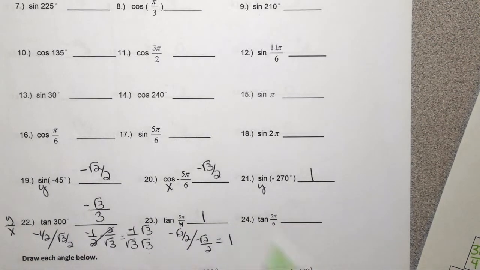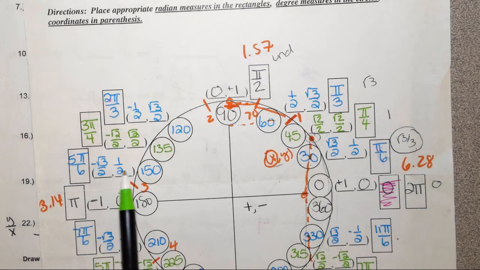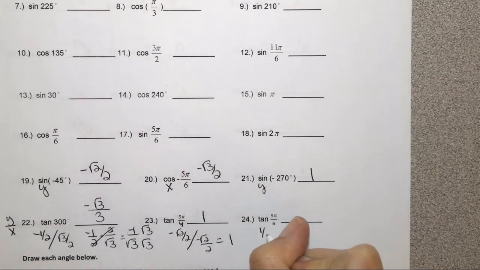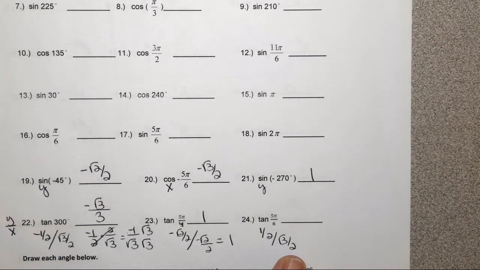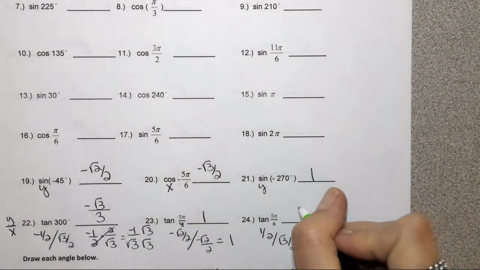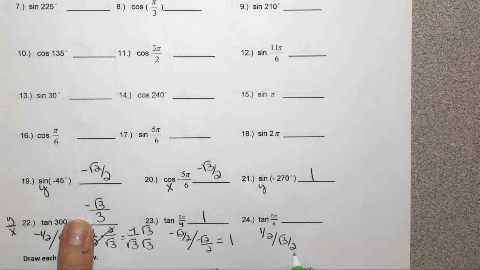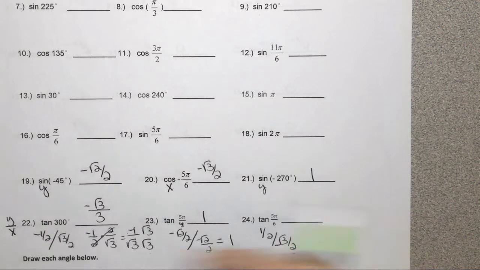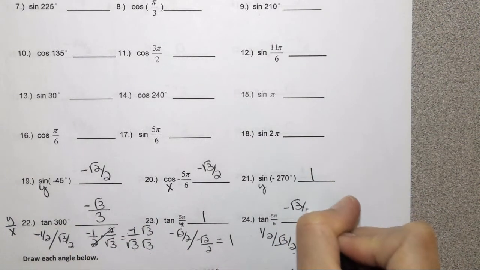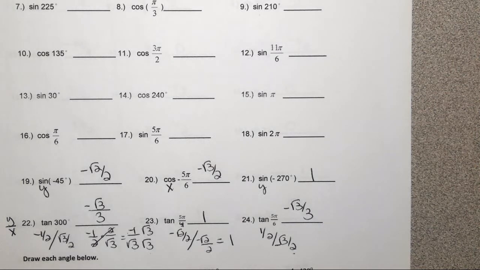Last one, number 24, they want tangent at 5 pi over 6. 5 pi over 6 is right here in quadrant 2, so I'm going to have 1/2 divided by negative square root of 3 over 2. If you'll notice, I have these same two numbers, and since I have these exact same two numbers, I'm going to get the same answer. A positive divided by a negative, I should get the exact same answer because it's still a positive divided by a negative. So negative root 3 over 3. Okay, so hopefully that was nice and easy and you understand it and you're going to get it right on your test.